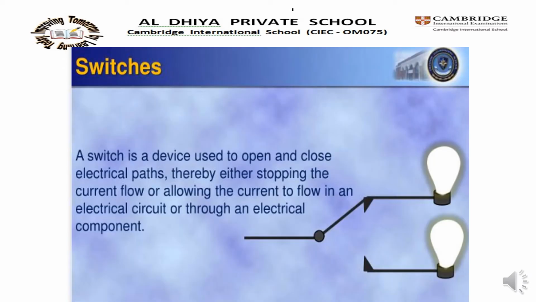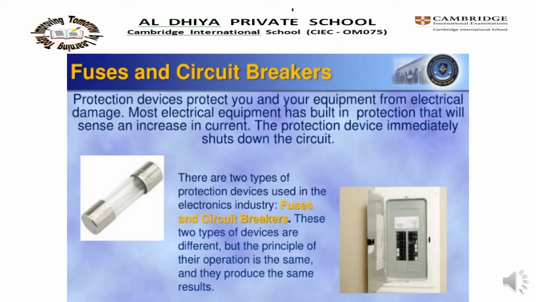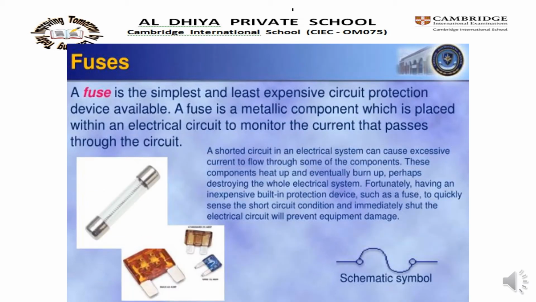What is a switch? A switch is a device used to open and close electrical paths, thereby either stopping the current flow or allowing the current to flow in an electrical circuit or through an electrical component. There are two types of protection devices used in the electronics industry, that are fuses and the circuit breakers. These two types of devices are different, but the principle of their operation is the same and they produce the same result.